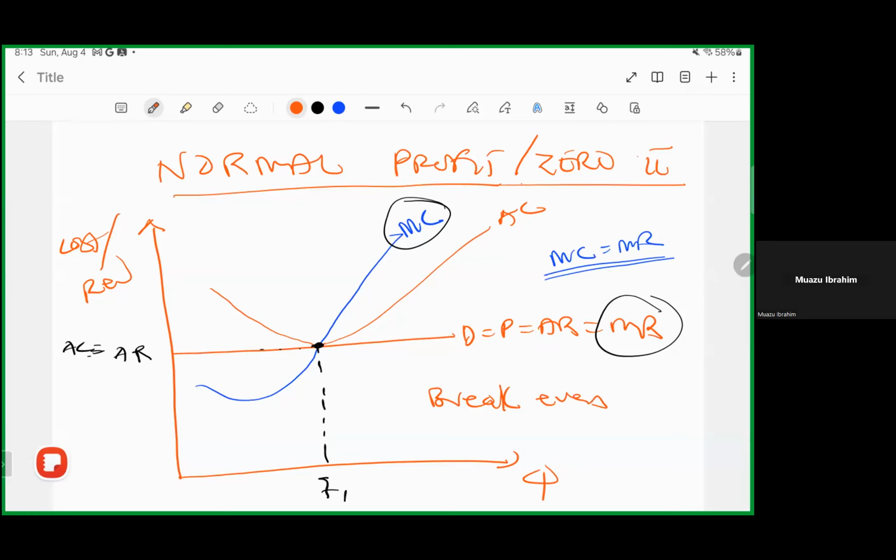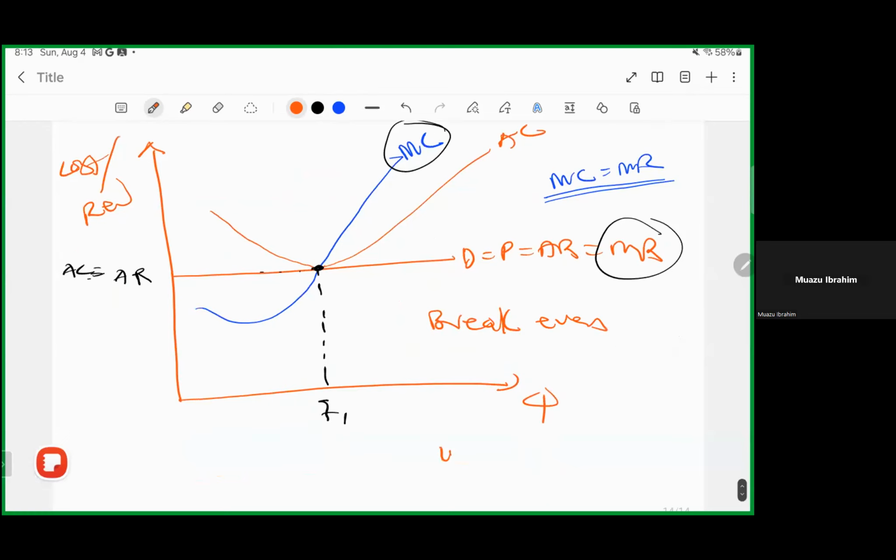They make zero profit or they break even, because even with that, you will find that our profit is average revenue minus average cost times what? Q. If average revenue is the same as average cost, this entire region will be zero times any amount of quantity, it will be zero. So they make what? Zero profit.